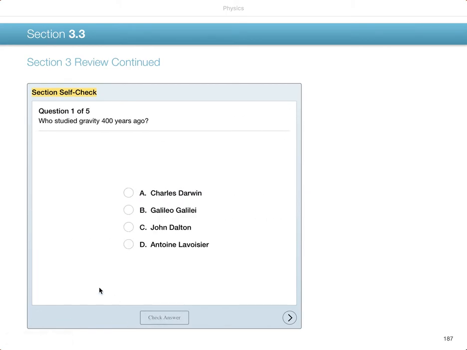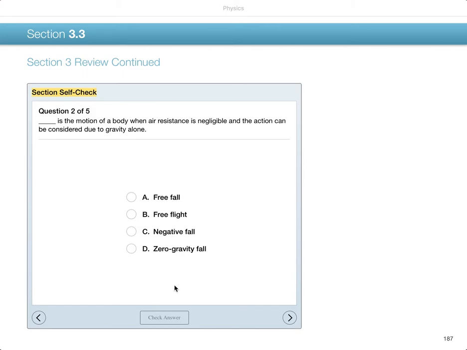Sorry, guys. So, who studied gravity 400 years ago? Galileo Galilei. Even before famous Isaac Newton, Galileo realized, he's the guy that dropped things off the Leaning Tower of Pisa, figured out that they hit the ground at the same time from the same distance, so they had the same acceleration. Blank is the motion of a body when air resistance is negligible. That means you don't count it, and only gravity. Well, that's the definition of free fall.